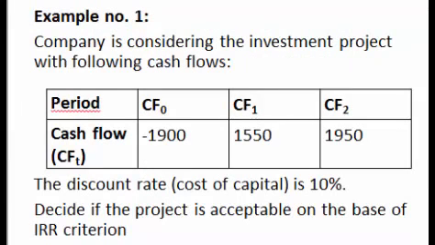Example number 1. Company is considering the investment project with following cash flows. Primary investment of 1,900, cash flow in first period 1,550 and cash flow in second period 1,950. The discount rate, cost of capital, is 10%. Decide if the project is acceptable on the basis of internal rate of return criterion.